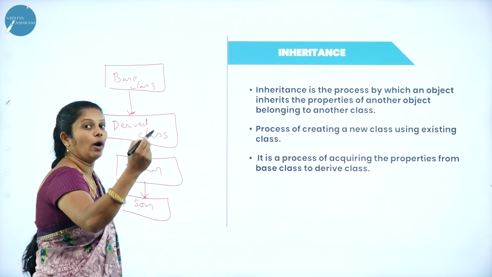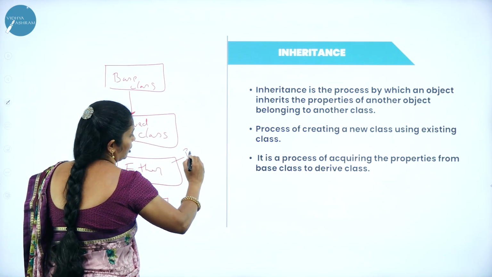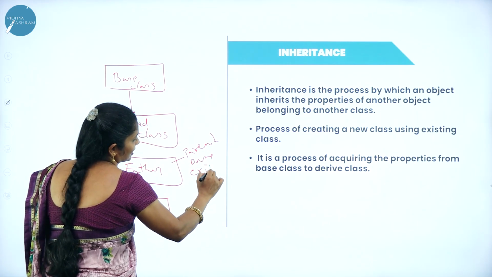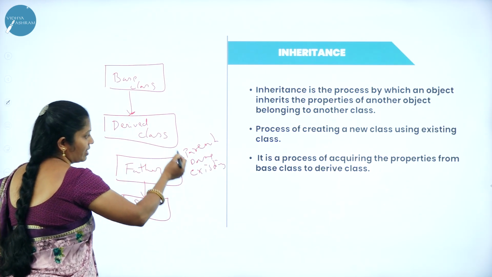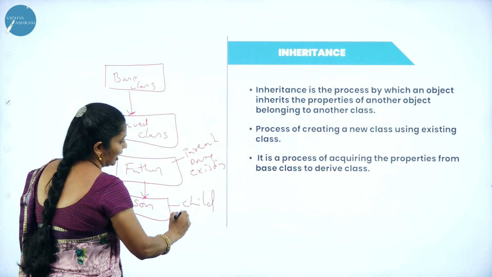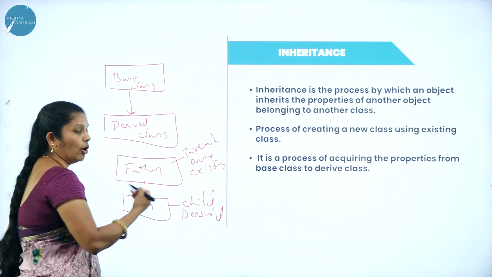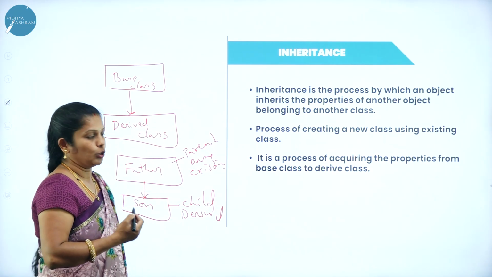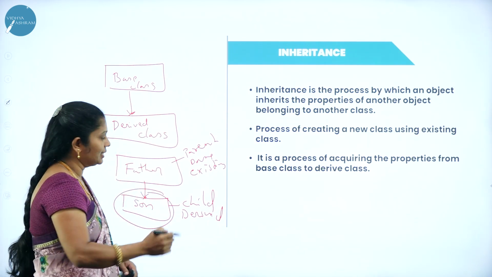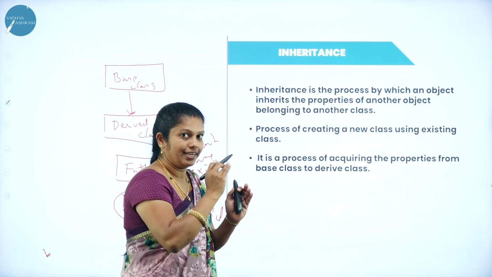A process of acquiring, taking the properties from where? From this parent class, or we can say base class or existing class. The properties are transferring from the existing class to a new class, or I can call it the child class or derived class, or I can call it a subclass also. Or I can say it is a process of creating a new class by using an existing class. For example, in heredity, what happens?